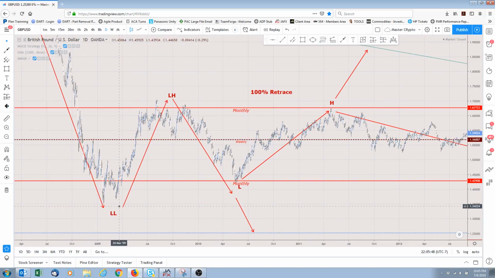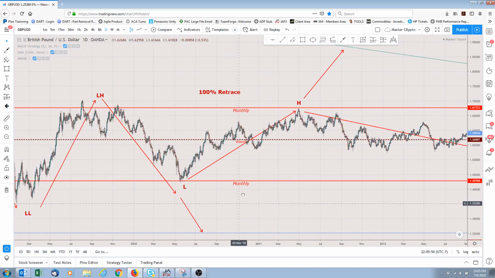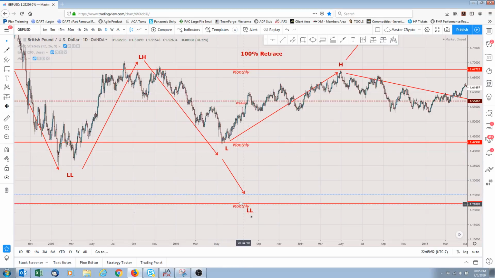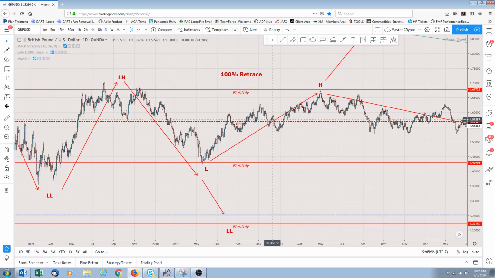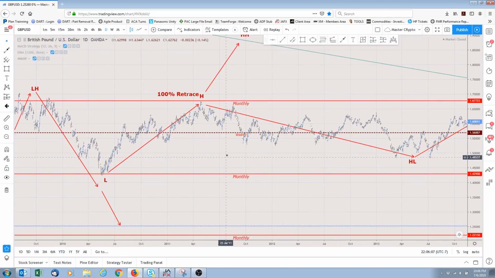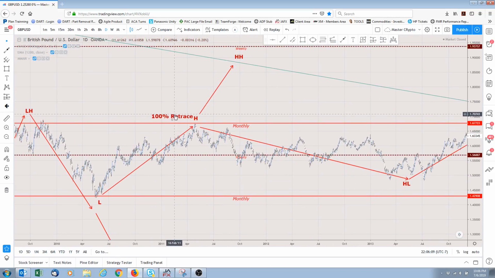So price came here, made a lower low, lower high, lower low. We were expecting it to make a lower low. Instead it made a low, came back up, it did a 100% retrace, so it went down, came back up. We call that a 100% retrace. And here it had to make a decision.